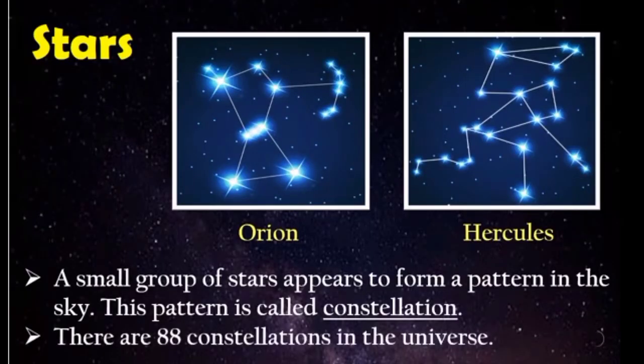So, a small group of stars appear to form a pattern in the sky. This pattern is called a constellation. Okay, what is it called? Constellation. And there are 88 constellations in the universe. Stars are actually huge but look like tiny dots because they are so far away.